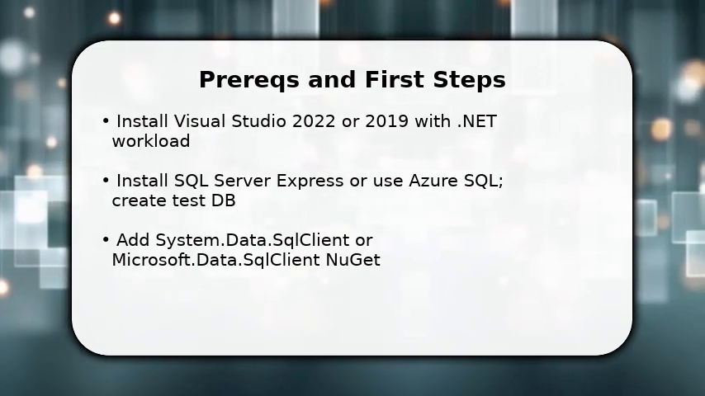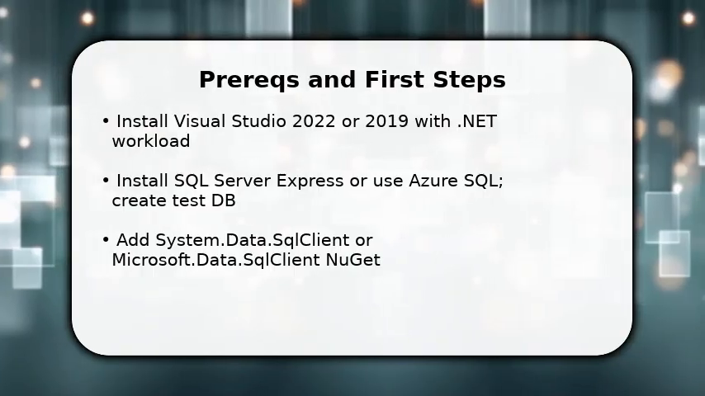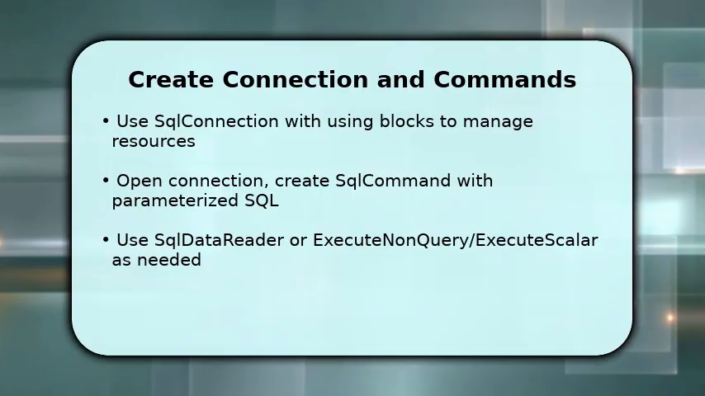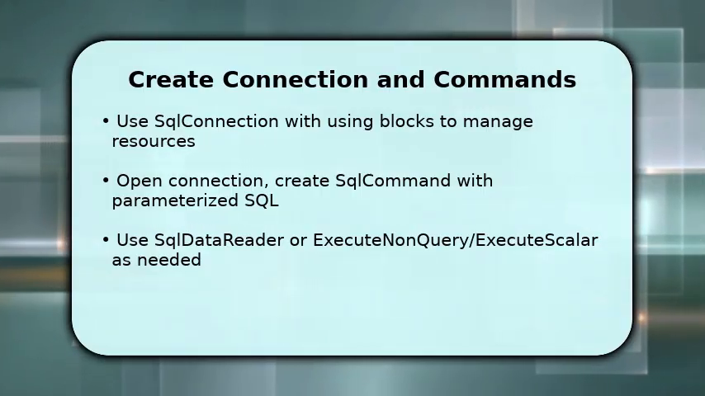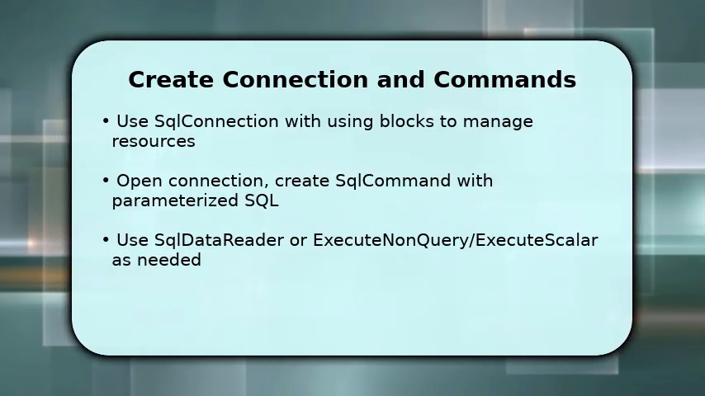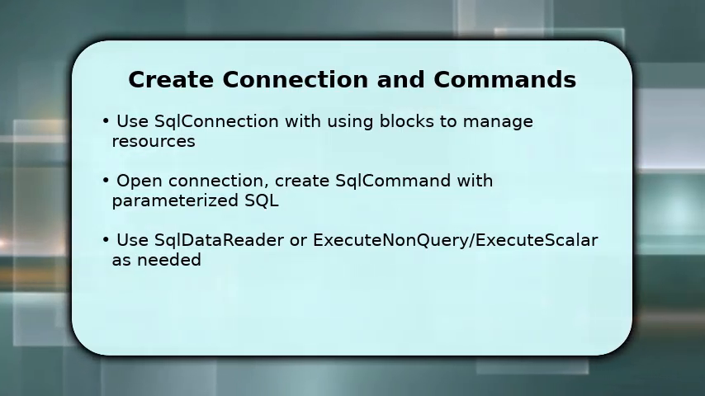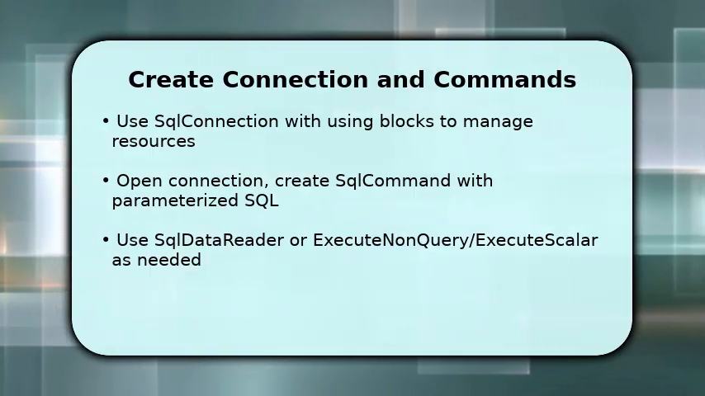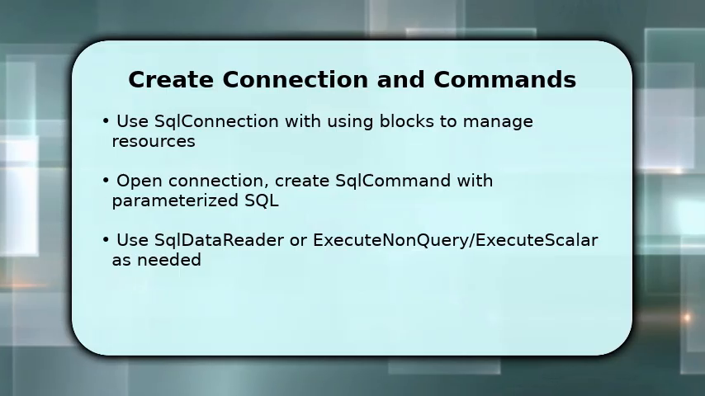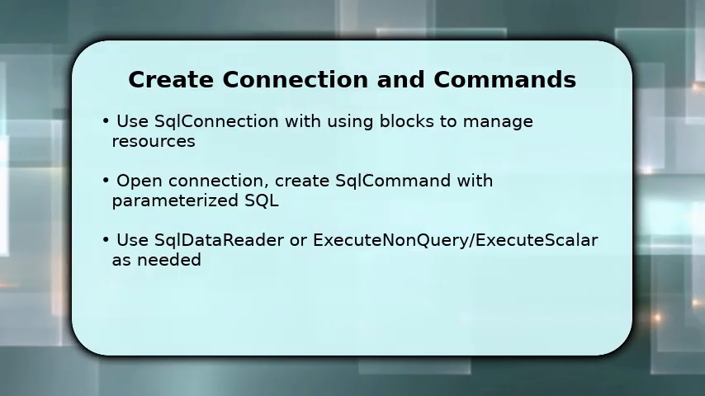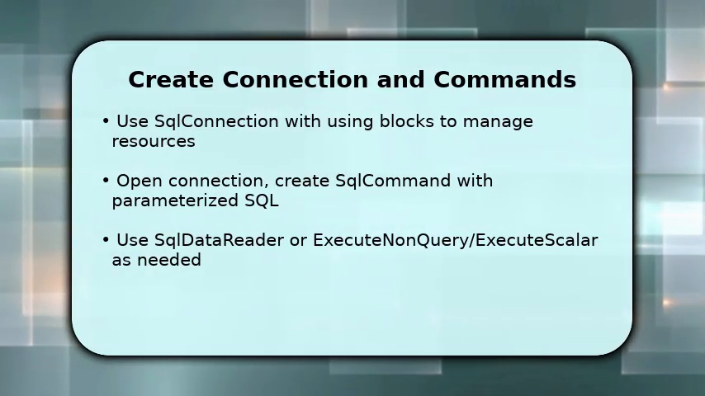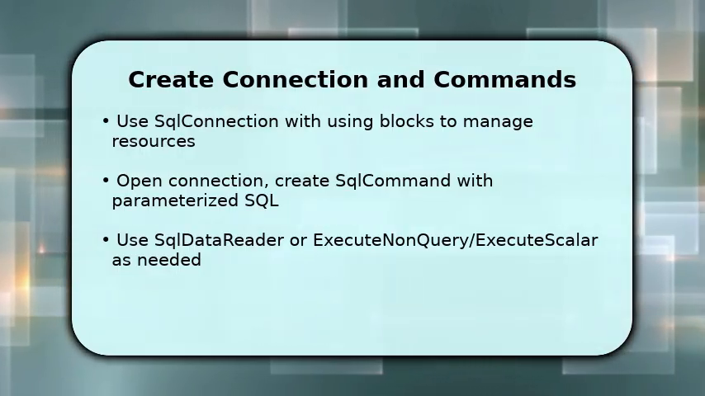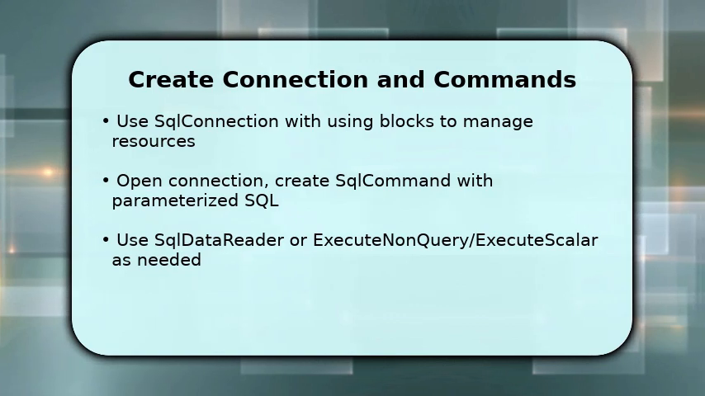Now that dependencies are present, you're ready to write connection code. You will now write the C# code to connect and run queries. Create a SQL connection with your connection string inside a using block to ensure disposal. Once open, create a SQL command and always use parameterized queries to prevent SQL injection. Add SQL parameter instances for each value. Execute commands with ExecuteNonQuery for insert/updates, ExecuteScalar for single values, or ExecuteReader to stream results.